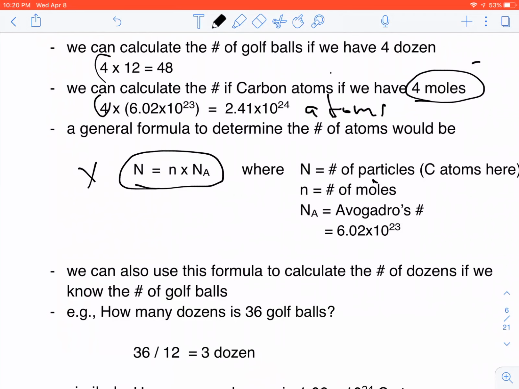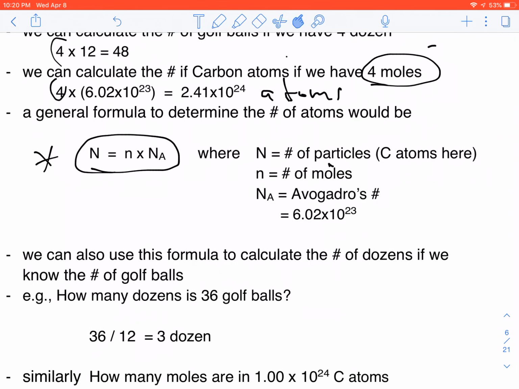There's your formula, and I've got 3 variables. My variables are the number of whatever it is I'm talking about. So in this question, I was talking about carbon atoms. And the question is, how many carbon atoms? So my unknown here is unknown. What I do know is that I had 4 moles of carbon atoms. Little n is the number of moles. Big N is the number of particles, and little n is the number of moles.